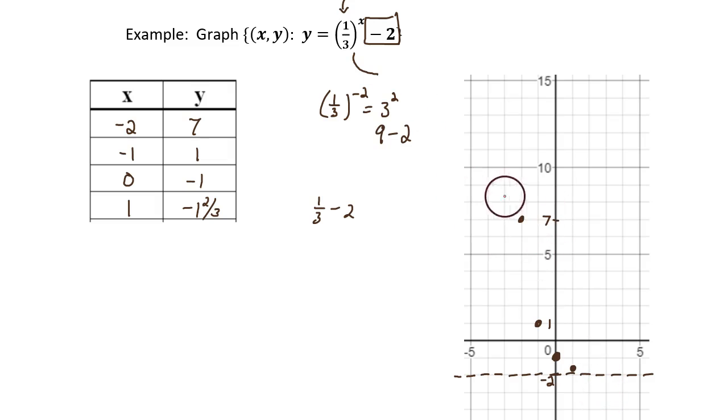Let's draw in our graph. Going through the dots, and then as soon as you get down to this area and you start to get to the positive x values, it starts to level off. And it's going to go right alongside that dashed line without ever touching it. There's our curve.